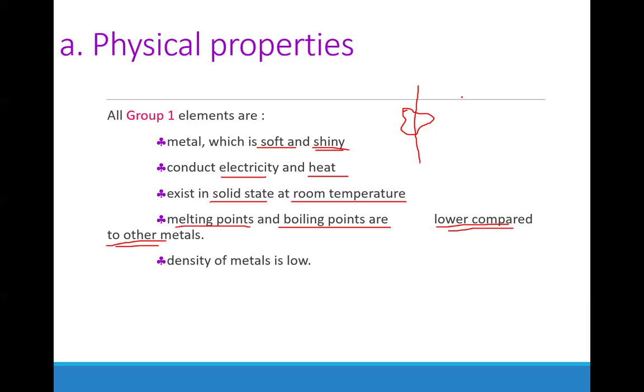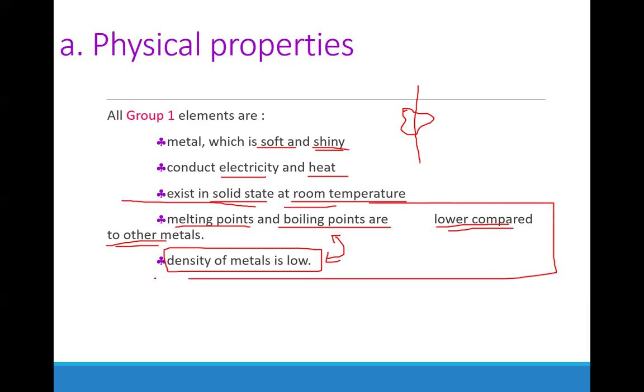And we'll talk about this later, why they have such low melting and boiling points. The density of these metals is low. That is also related to the same reason why they have low melting and boiling points. So let's go over why group one metals have low melting and boiling points. Rafi, can you think of any reason why they have low melting and boiling points?